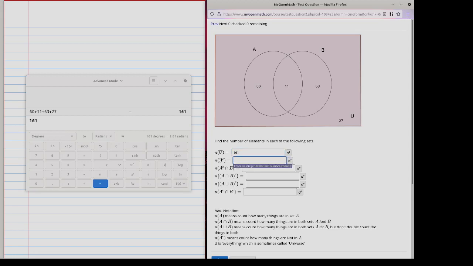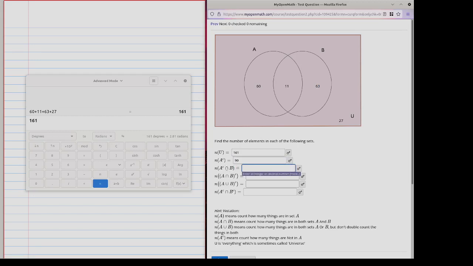Now in this problem, we get this other symbol with a C. The A refers to the A set, the A circle. But that little superscript C means the complement, or everything that's not in that set. So we need to find the number of things that are not in A. First of all, look at A, and then look outside of A for the complement, and that'll be the 63 and the 27. So adding those up, you should get 90.